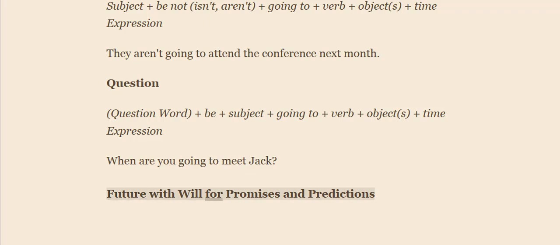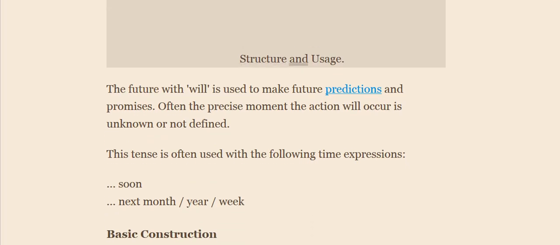Future with will for promises and predictions. Structure and usage. The future with will is used to make future predictions and promises. Often the precise moment the action will occur is unknown or not defined. This tense is often used with the following time expressions: soon, next month/year/week.